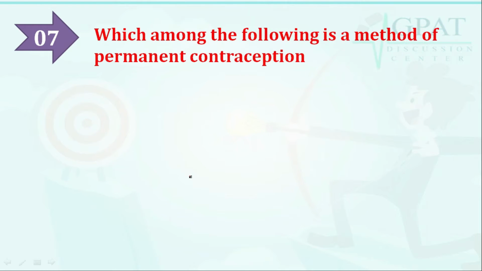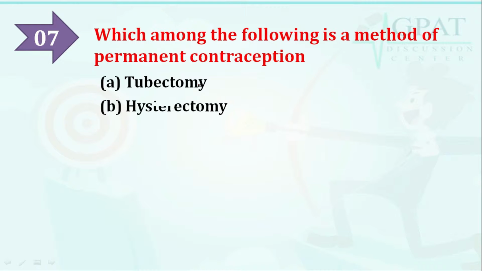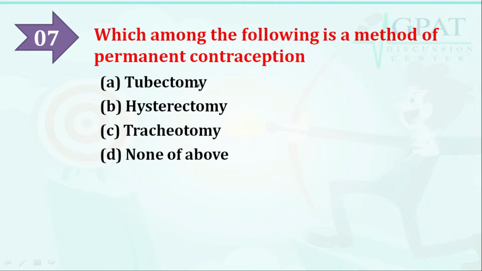Next question is: which among the following is a method of permanent contraception? The options are: option A tubectomy, option B hysterectomy, option C tracheotomy, option D none of the above. So the correct answer is tubectomy. Tubectomy is a method of permanent contraception.